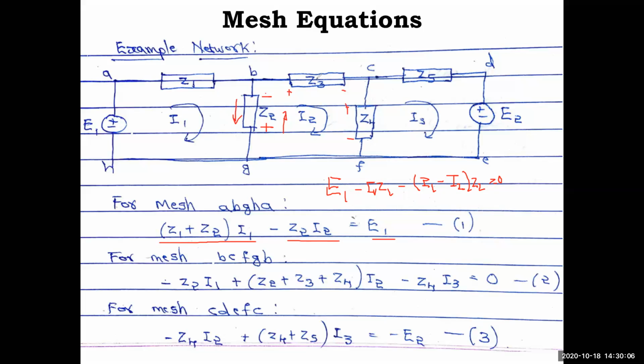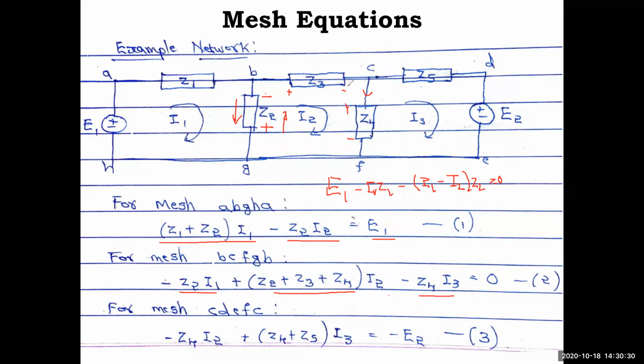Then this is with respect to this loop only, that's why it is I2 Z3. Then this loop is with this and this, so I2 minus I3 current and this Z4, because this branch current is the subtraction of these two currents. I2 minus I3 Z4. When you simplify this, same way as I did here, you'll get minus Z2 I1, then Z2 plus Z3 plus Z4 I2, minus Z4 I3.